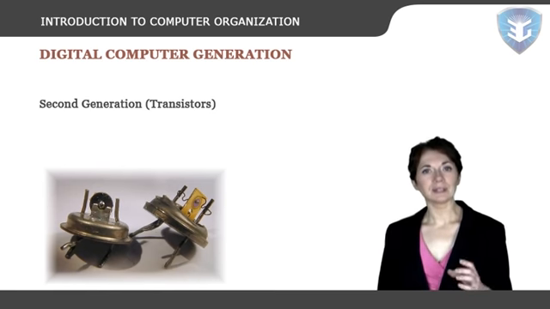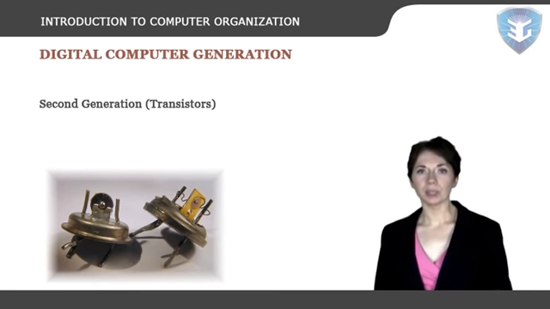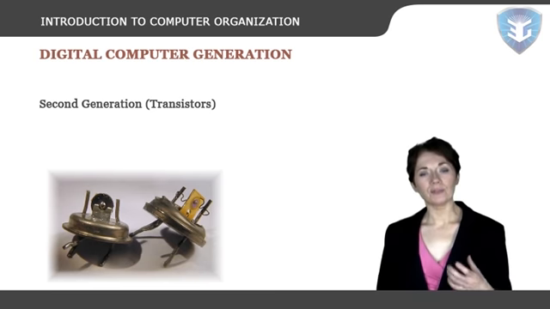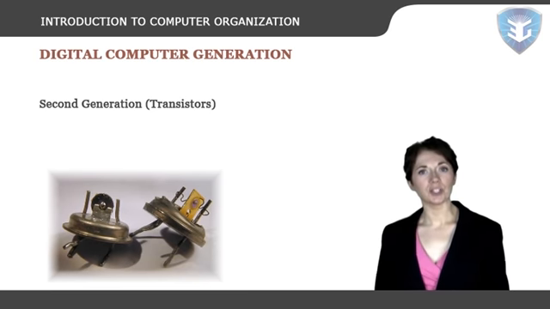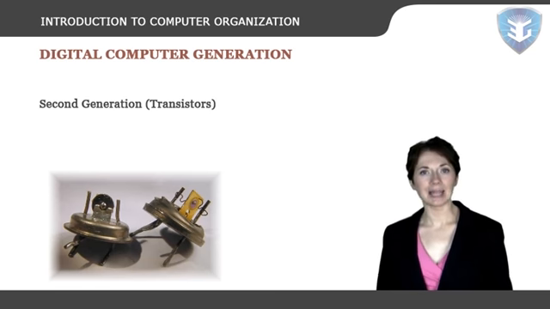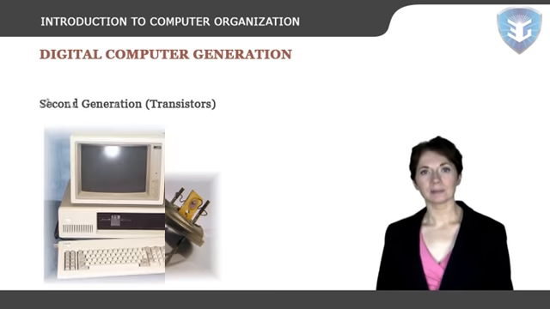The period of second generation was from 1959 to 1965. This generation, using the transistor, was cheaper, consumed less power, more compact in size, more reliable and faster than the first generation machines made of vacuum tubes. In this generation, magnetic cores were used as primary memory and magnetic tape and magnetic disks as secondary storage devices.